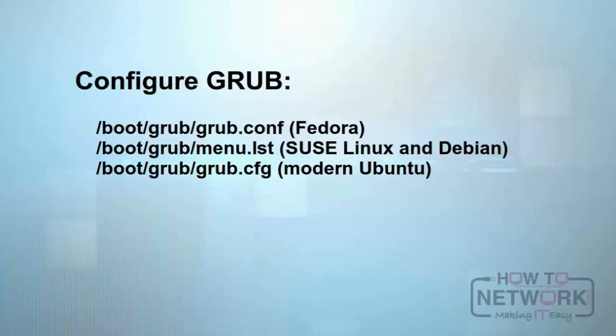On SUSE Linux systems, Debian, and Ubuntu before GRUB 2, when it was still using GRUB 1, you find the configuration file at /boot/grub/menu.lst, LST. On modern Ubuntu systems, where they're using GRUB 2, you'll find the configuration file at /boot/grub/grub.cfg.